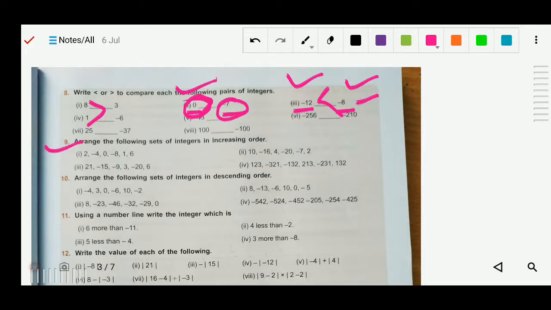Here you have to arrange the numbers in increasing order. Increasing means first of all you have to write the smallest number, then after that the bigger number and bigger number, likewise you have to write.